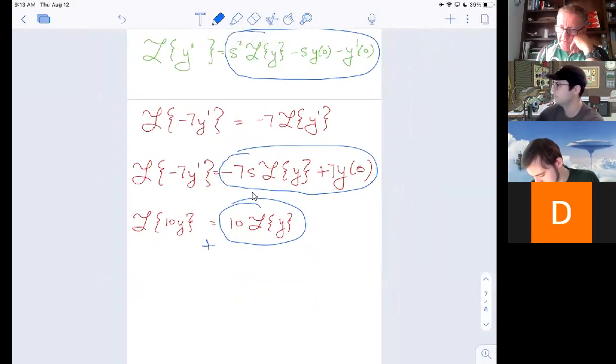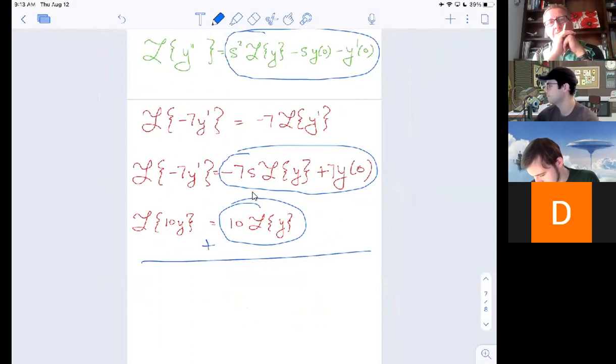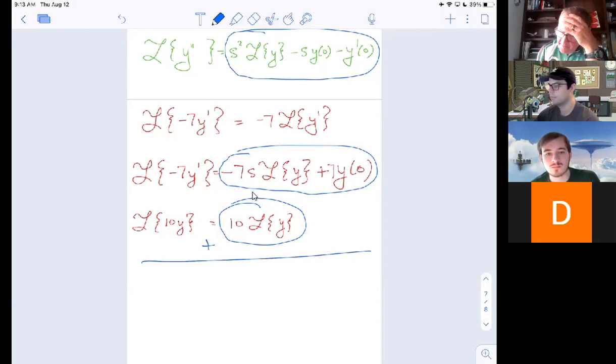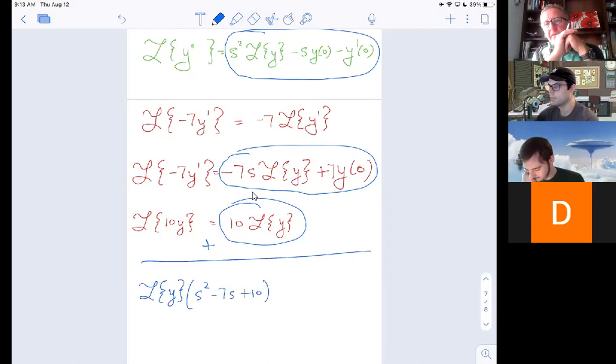So let's add them. What do you get? Notice you have a Laplace transform of y, and in the top equation you have an s squared, in the middle equation you have a -7s, and in the bottom equation you have a 10. Isn't that just the distributive law? I'm just adding this, this, and this since they're all like terms.